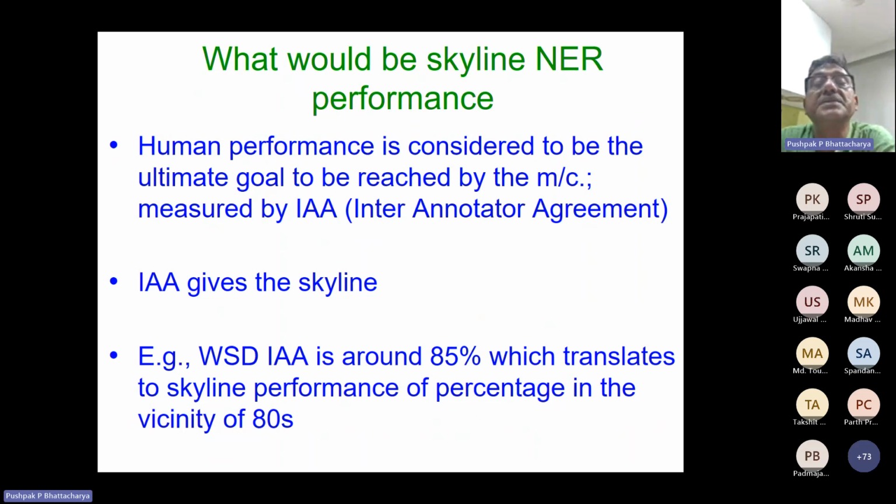Now, an indication is how much accuracy can you really achieve in named entity recognition? How to go about answering that question? What will be the skyline NER performance? Of course, we would all like it to be 100% correct, with full precision, full recall, no omission, no commission. But 100% doesn't happen, even for human beings. So human performance provides a skyline for the task, like other NLP tasks.